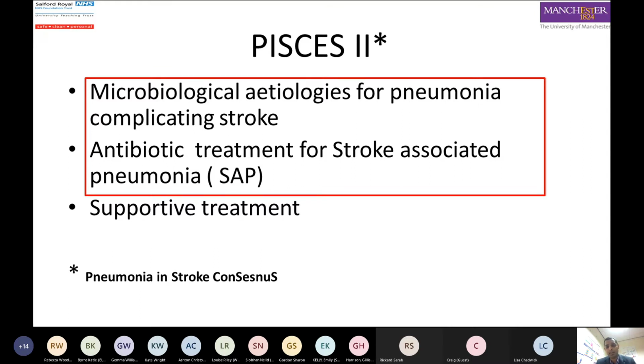And we thought that we should be addressing two areas mainly. One is what are the bugs or the bacteria which cause pneumonia complicating stroke? And the other aspect was what antibiotic treatment and what evidence was there for providing antibiotic treatment. I briefly cover supportive treatment, but I think Jenny would be talking a lot more on that later on as well.